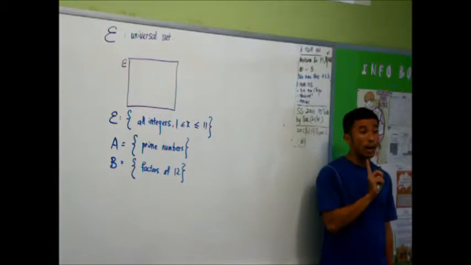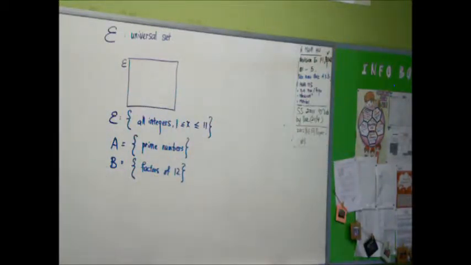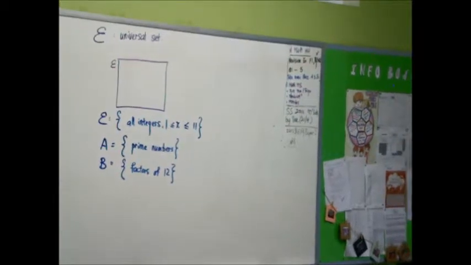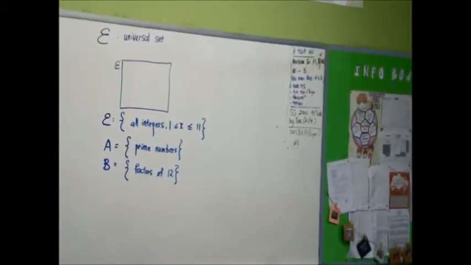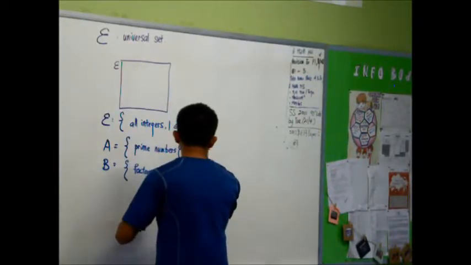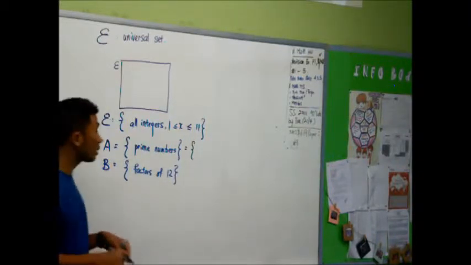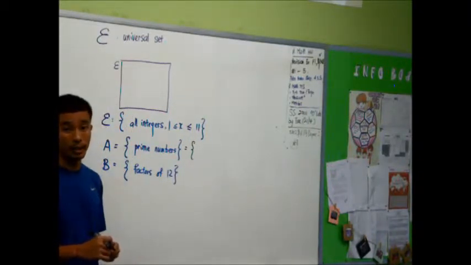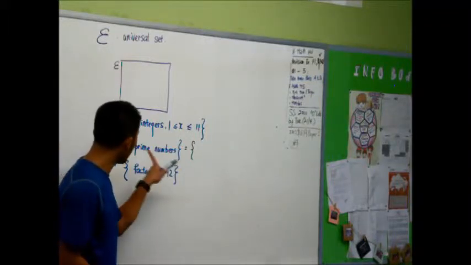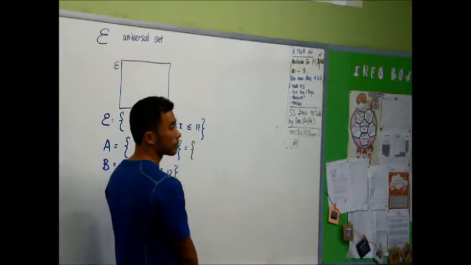This is not the way I want you to do it. Okay? First thing, there are a few things you can do. One thing, can I list out all the elements in A? Now I'm going to list out all the elements in A first. Fazana, can you tell me all the elements in A? Which are the prime numbers I can list out?